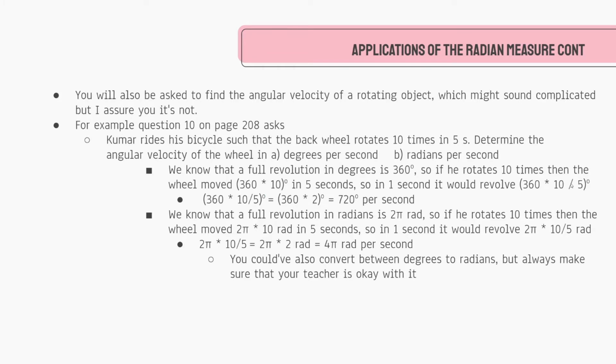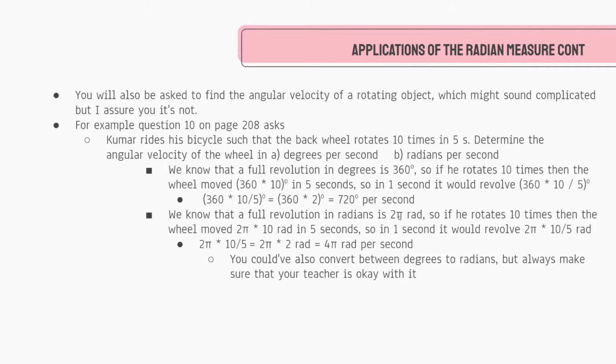I wrote it within the brackets, just because it's easier to simplify that way. Because you could just rewrite 10 over 5 as 2. So what we get is 360 times 2 degrees, which is 720 degrees per second. So that is our answer. I know the question seems a little bit difficult, but our answer is literally just converting into degrees per second. Very difficult, I know.